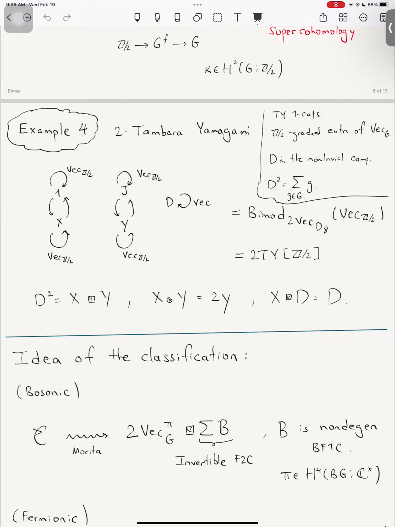You're saying that you can construct Tambara Yamagami on 2 groups. Look at those groups, right? For TY, they're braided. That's what I'm saying. Is that true for, let's say, S3 or something? No, elementary 2 groups. They have to be Z2 to the power n. Oh, that's what you mean. Okay. Yeah, that's true. That's right.